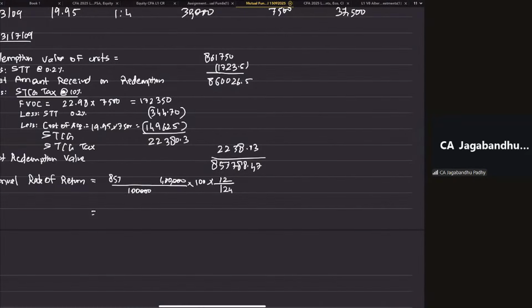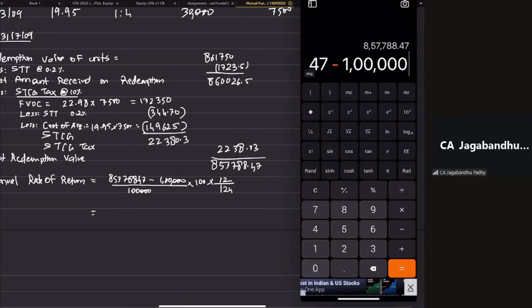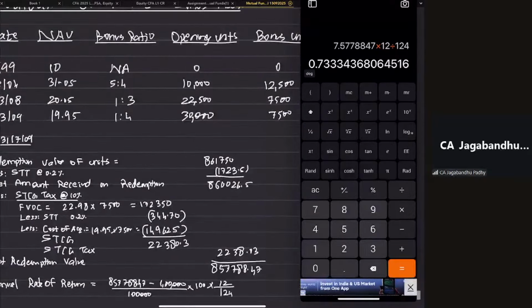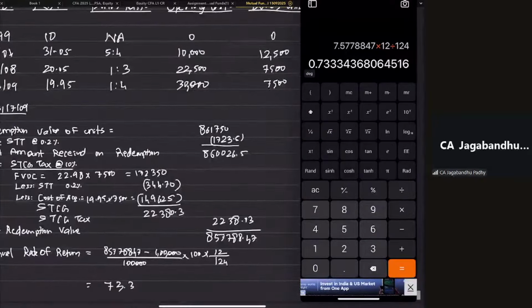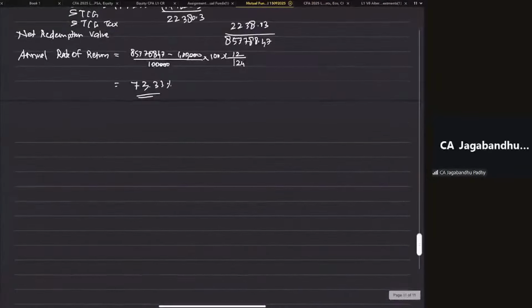So 8,57,788.47 minus 1 lakh, divided by 1 lakh, into 12 by 124, which is 73.33%. Yes. Okay, that's the annualized rate of return in the second plan. Got it, everyone?